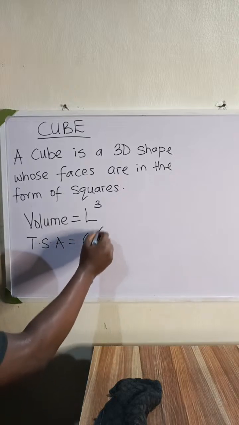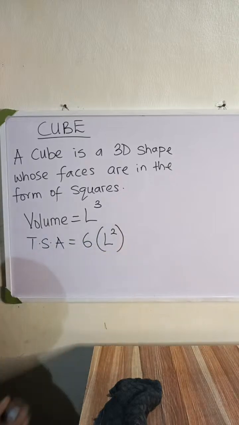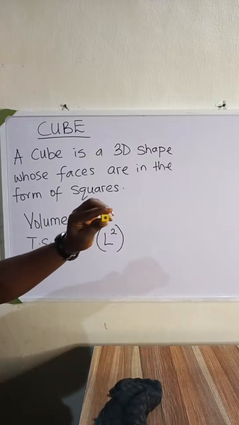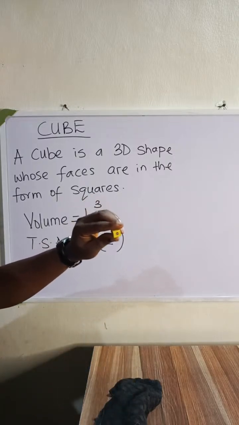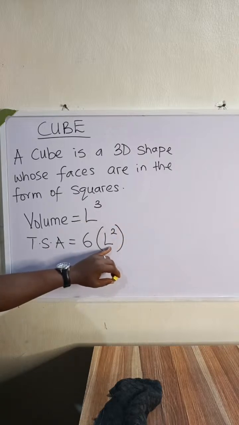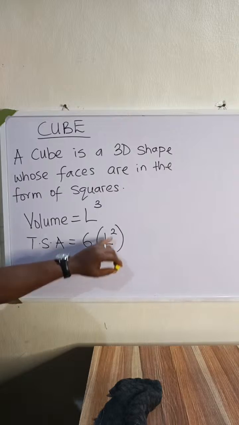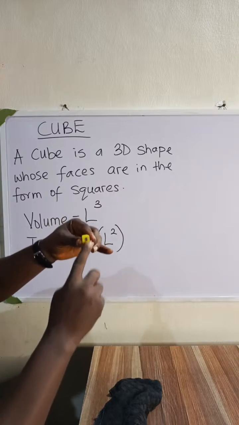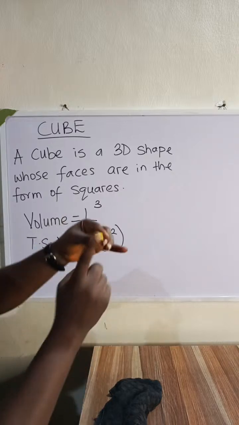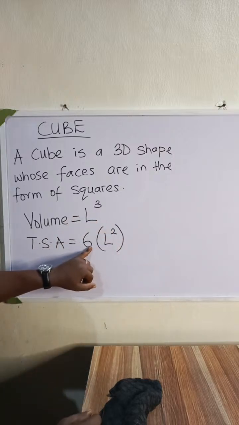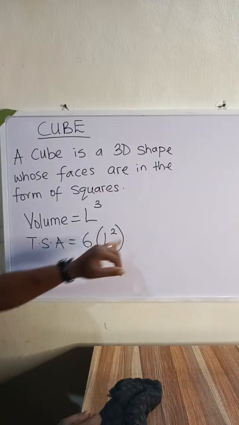Also, the total surface area of a cube is equal to 6 multiplied by L squared. Now, why do we have 6 multiplied by L squared? Each of these faces looks like a square, and you know that the area of a square is length times length. So that's why we have length squared. Each area here is length squared because it looks like a square. And then if you count the number of faces, it's 6 faces. So that's why we have 6 length squared.